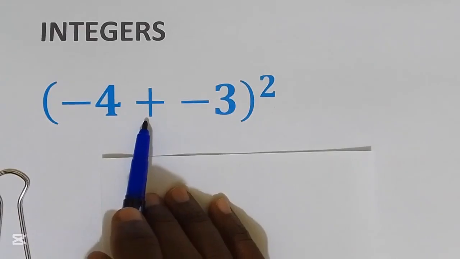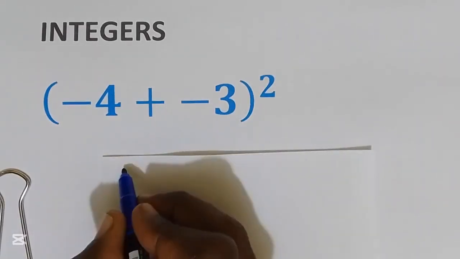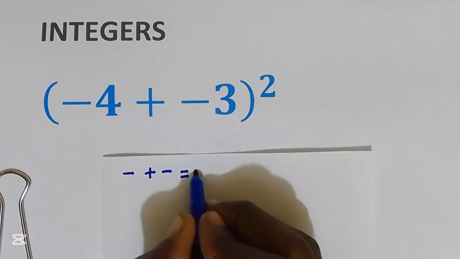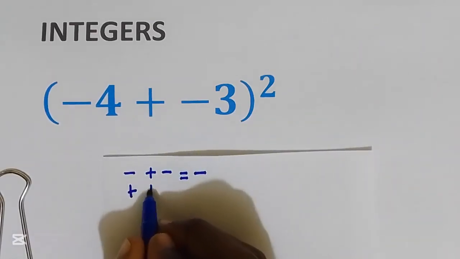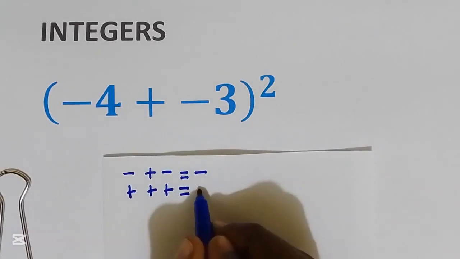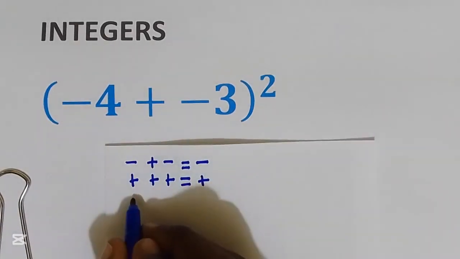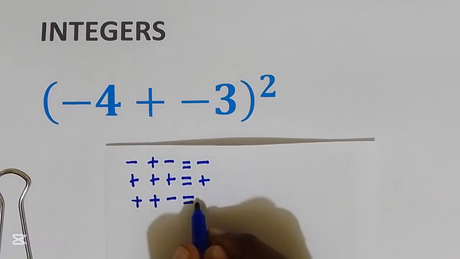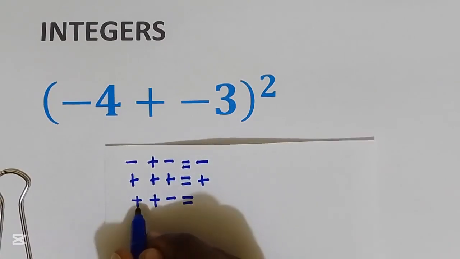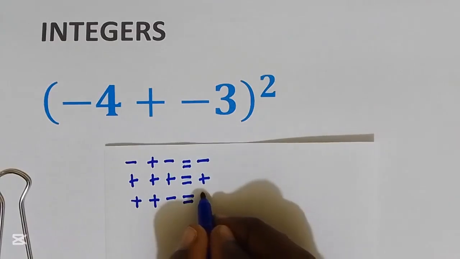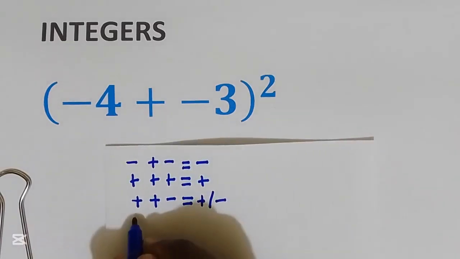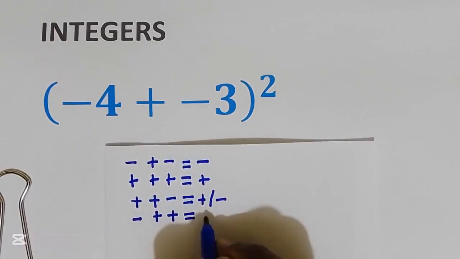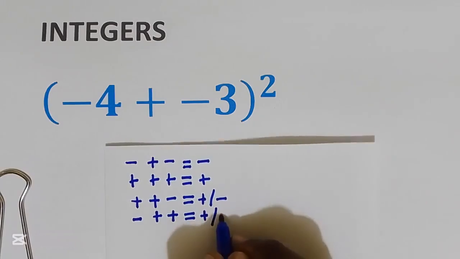This is addition of integers, and we know that if we have negative plus negative, we get the answer negative. If we have positive plus positive, we get the answer positive. If we have positive plus negative, the answer depends on which one has the bigger quantity, negative or positive. Here, the answer can be positive or negative. If we have negative plus positive, also the answer can be positive or negative.